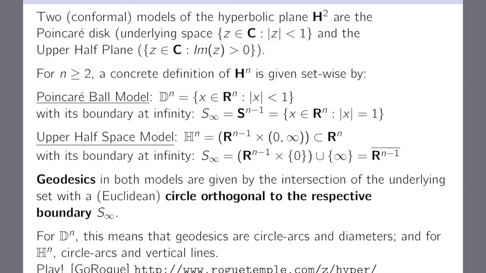Okay, and there's a little game down here. Go rogue if you want to see what it's like to play a game in hyperbolic space. So this is really cool. Give it a try and let me know how it goes.